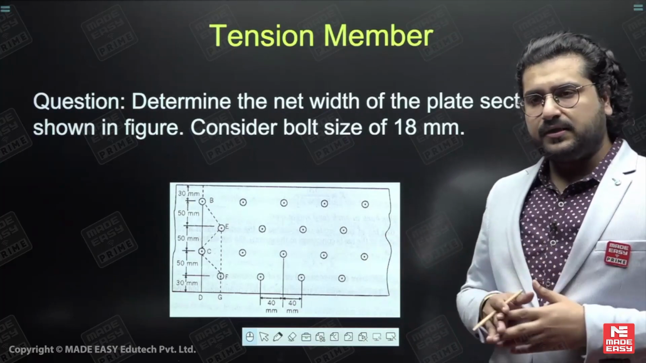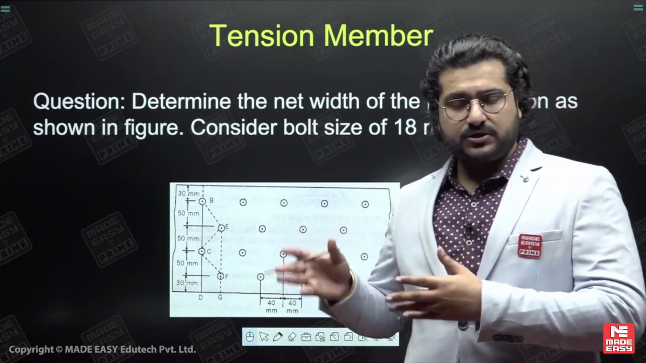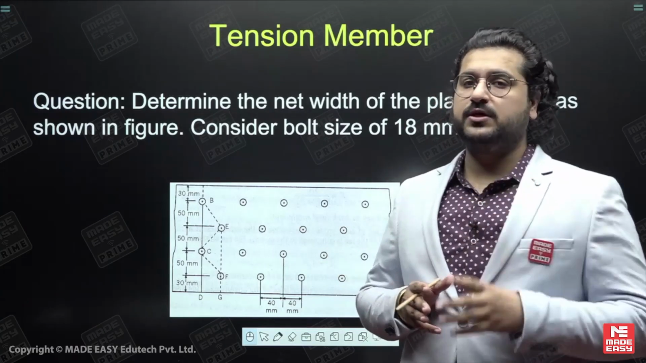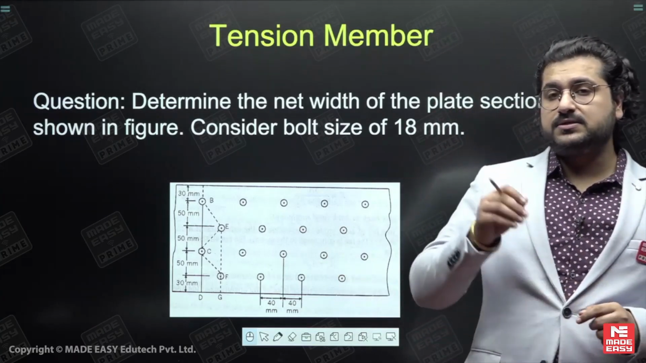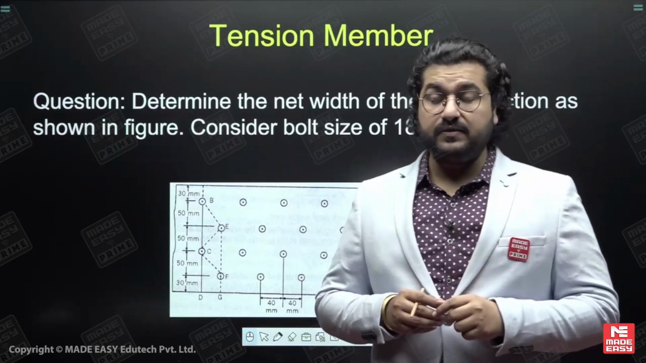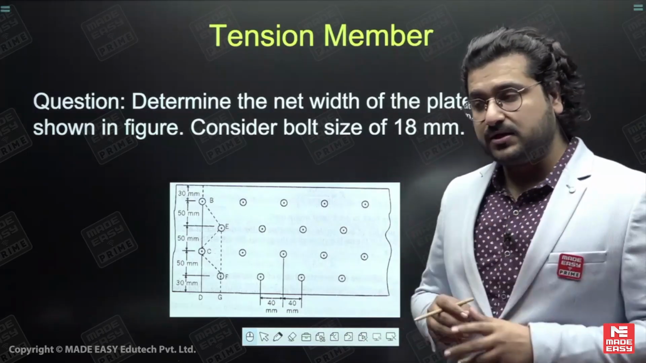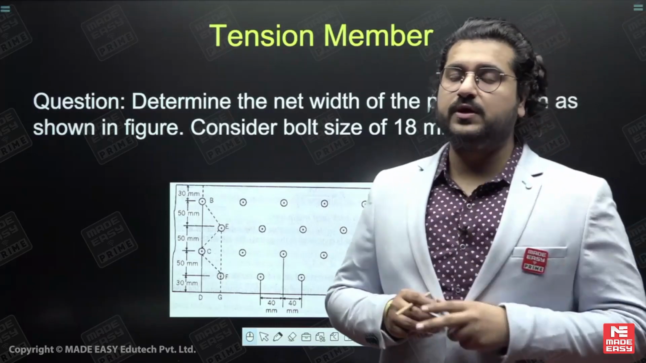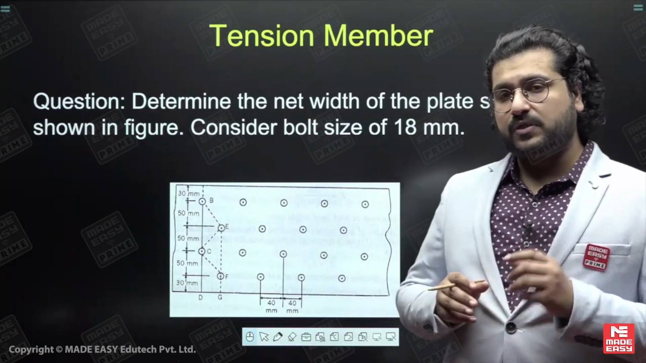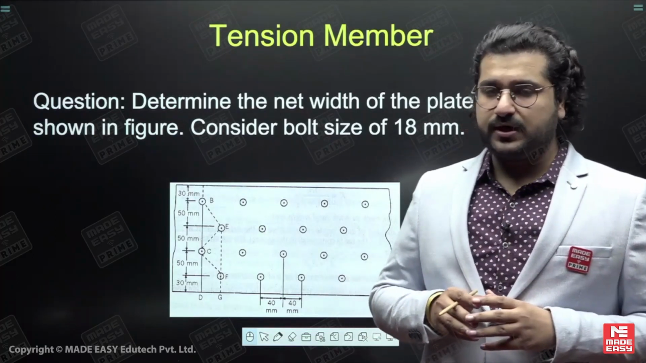Next, the other criteria: the cross section yielding criteria, the net section rupture criteria, and the important one, block shear as well. Up till now, they haven't asked any single question on the block shear, but I really think there is a very high chance that a 2-mark numerical could be formed on the block shear criteria. So in this lecture, we'll discuss a question based upon the block shear criteria as well.